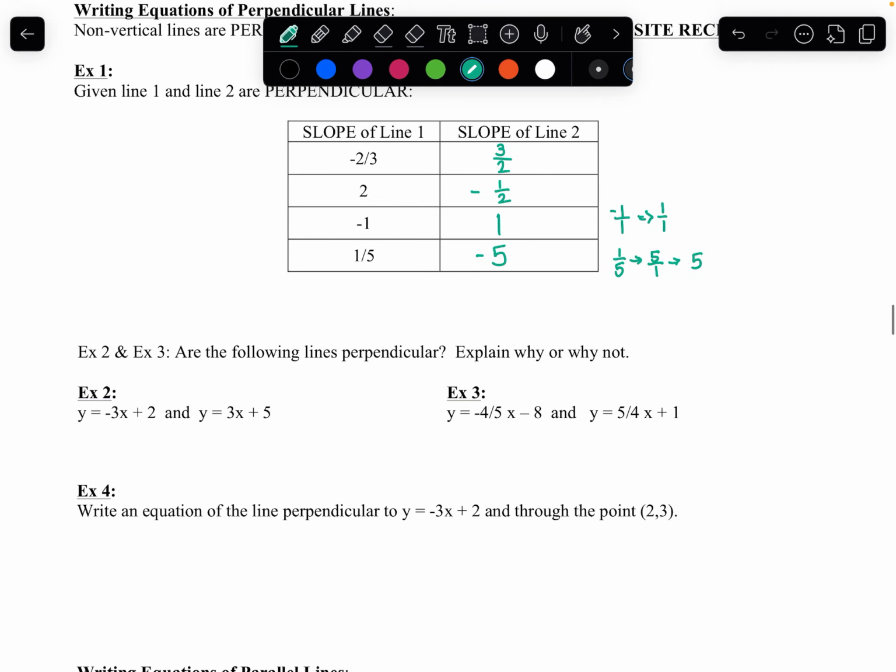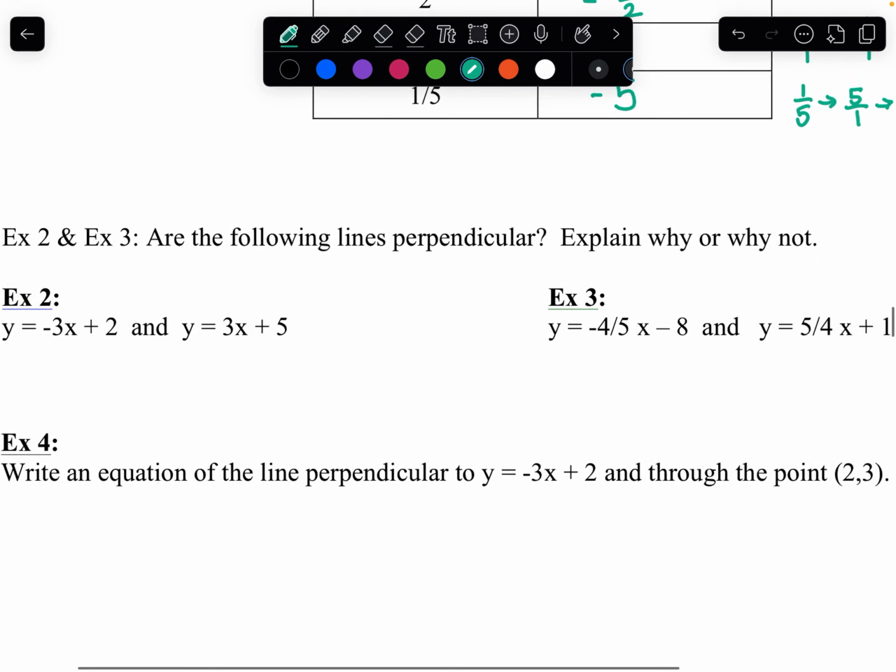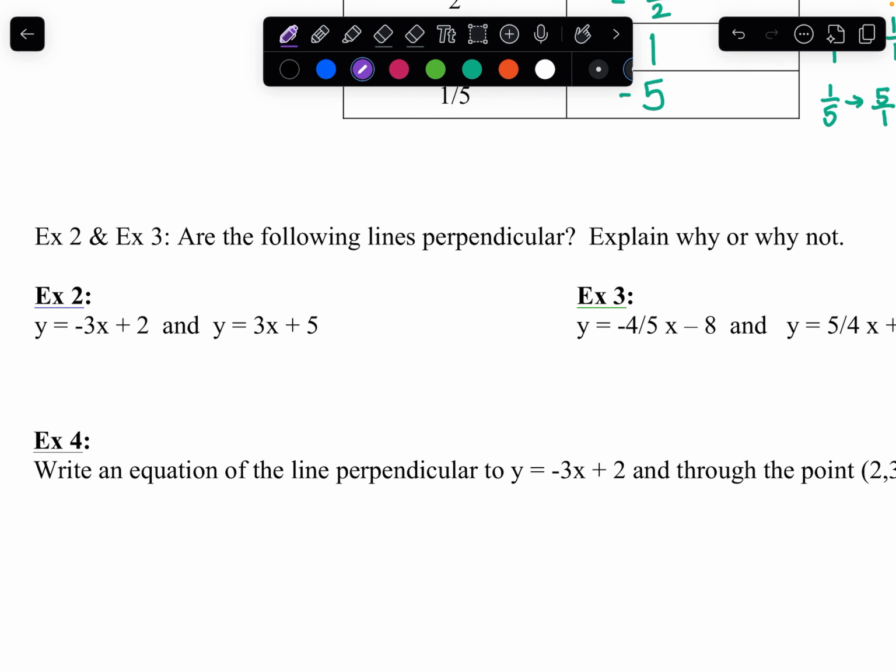So what we're going to do for example 2 and 3 is we're going to determine if these two lines are perpendicular. So let's just look at one. The perpendicular of this would be positive 1/3. Oopsies, not 1/2, 1/3, which does not equal 3. So these are not perpendicular.